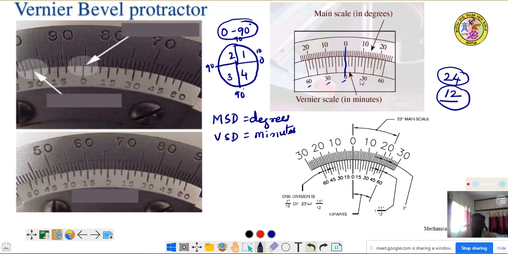So 1 degree is equal to how many minutes? 1 degree is equal to 60 minutes. 1 minute is equal to 60 seconds. Okay, 1 minute is equal to 60 seconds. 1 degree is equal to 60 minutes. So vernier scale reading in bevel protractor, we are going to use.